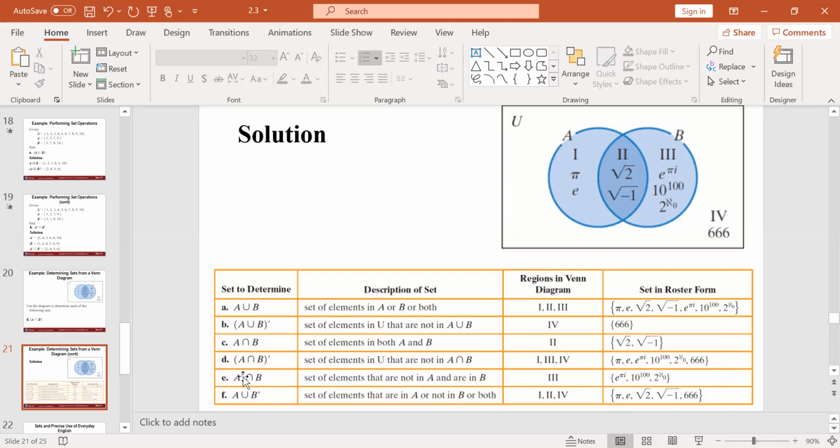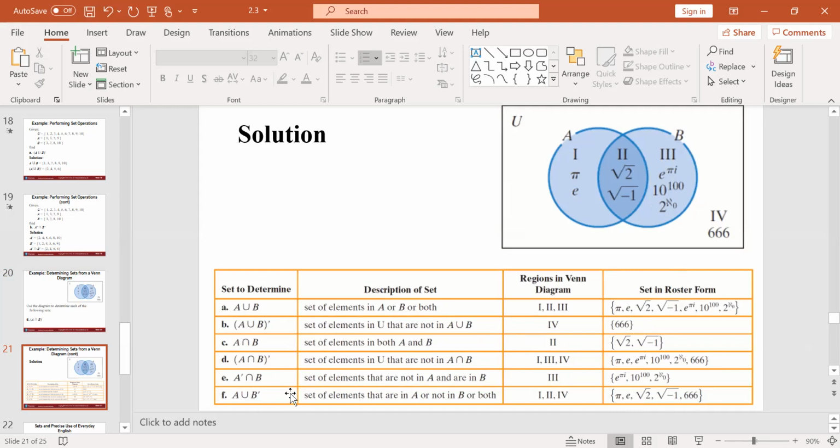A complement intersect B, that's the set of elements that are not in A and are in B. So that would be just these 3 here. e to the pi i, 10 to the 100th, 2 to the NO. NO way, Jose, as they say.